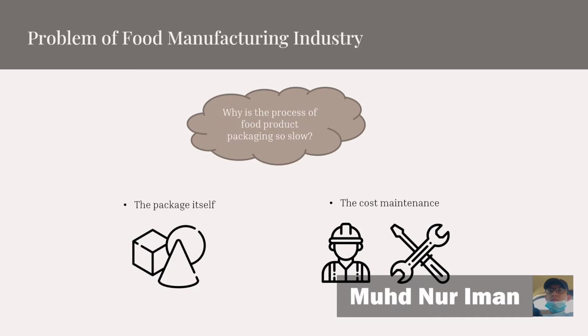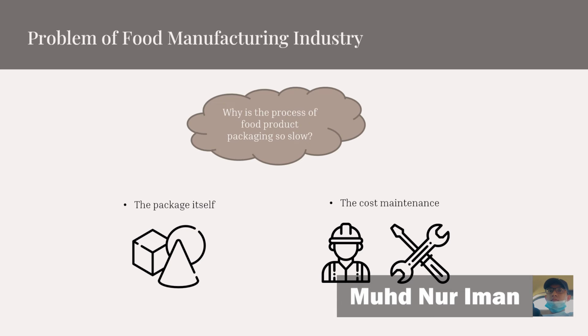For the problem of food manufacturing industry, why is the process of food product packaging so slow? First, the package itself. This is because each product has required size and shape that must be appropriate. Most industry only makes small or large box size. The worker workload will rise because the product needs to be cut into specific shape.